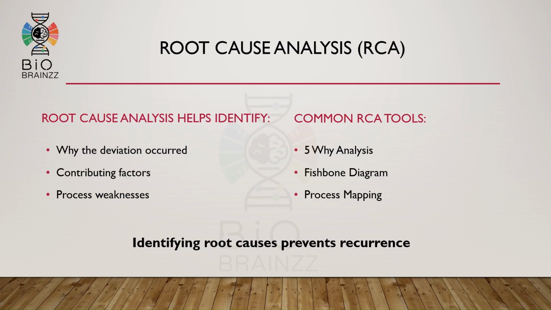Root cause analysis, commonly called RCA, helps identify why a deviation occurred and what contributing factors were involved. It also helps identify weaknesses in laboratory processes. Common RCA tools include 5 Why analysis, fishbone diagram, and process mapping. Identifying the true root cause helps prevent the same problem from recurring.